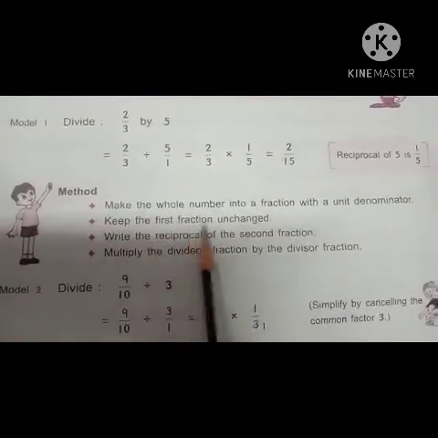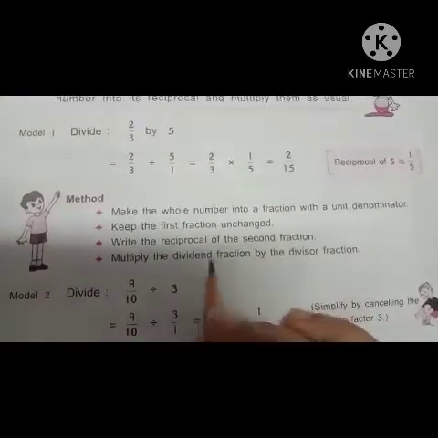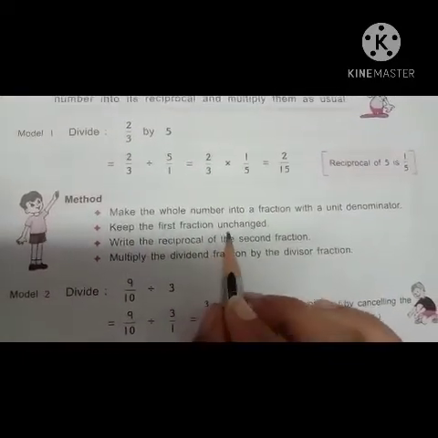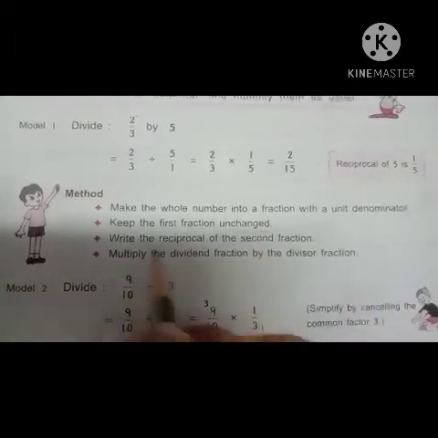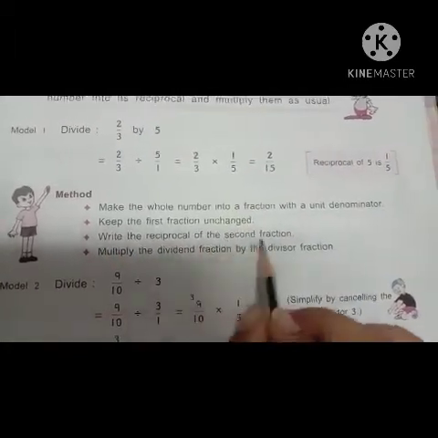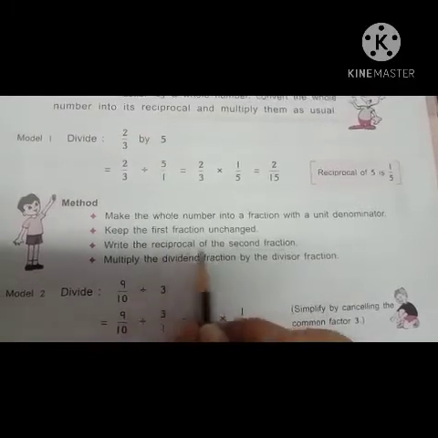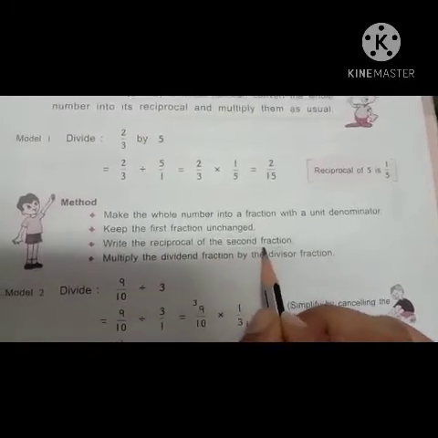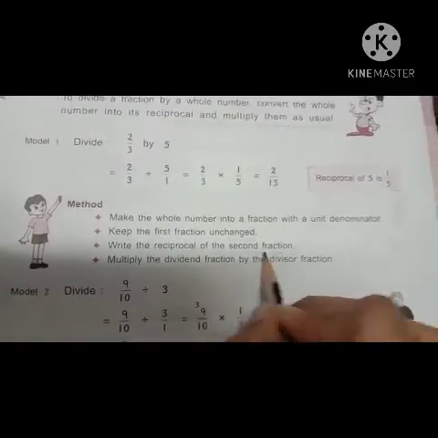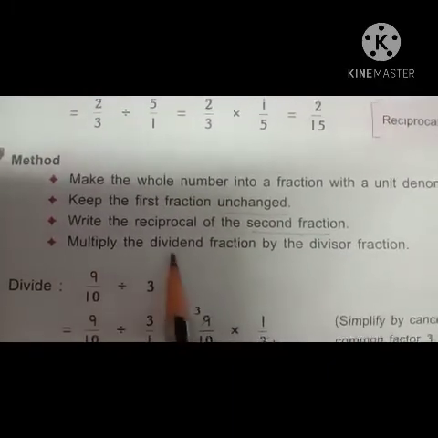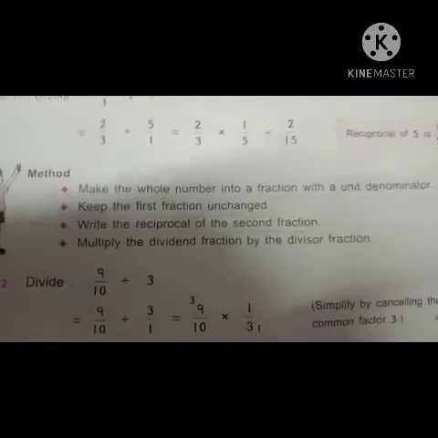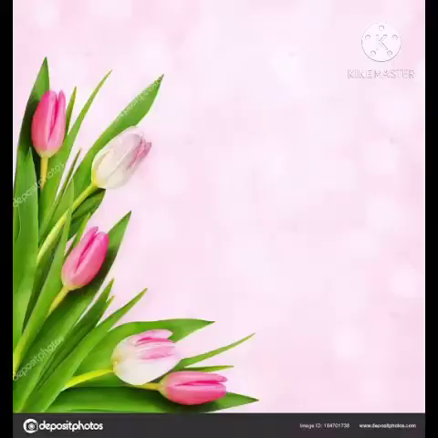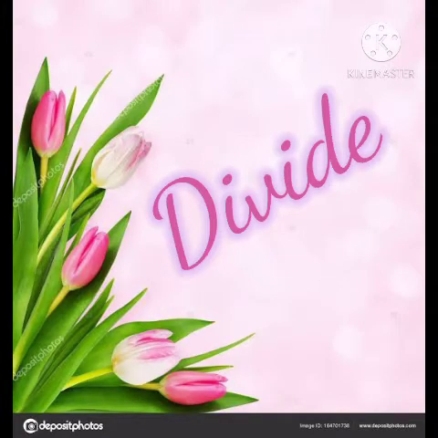Keep the first fraction unchanged. Unchanged means no need to change the first fraction. Write the reciprocal of the second fraction. Again, we have to reciprocal the second fraction. Multiply the dividend fraction by the divisor fraction. We have to multiply the dividend fraction to the divisor fraction. Here is the first Roman, divide.